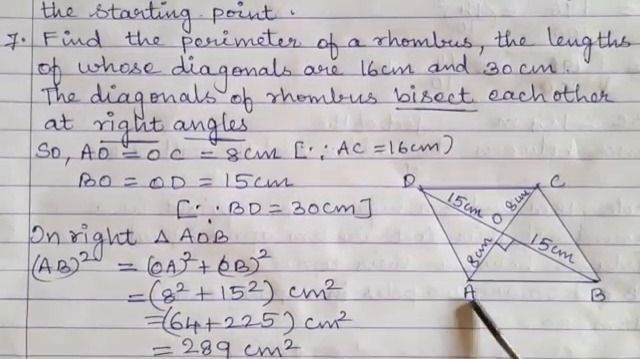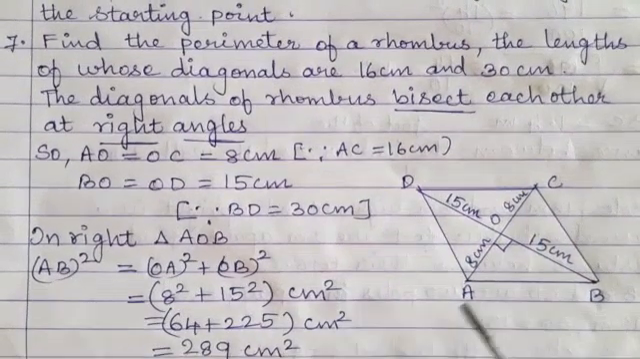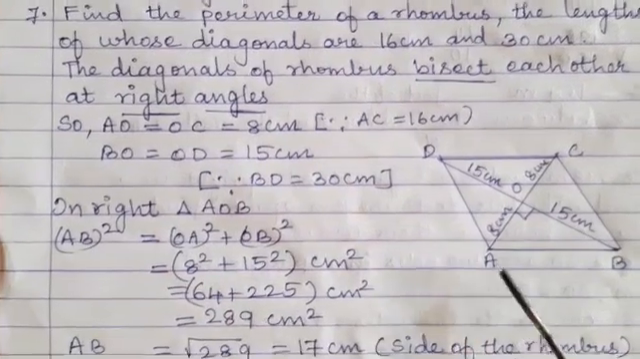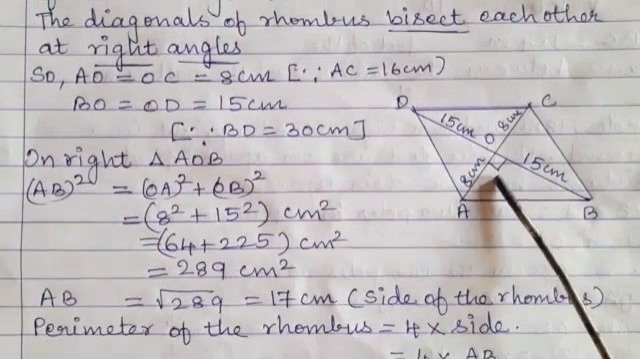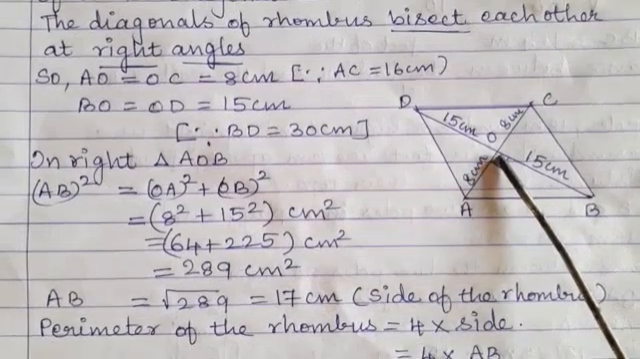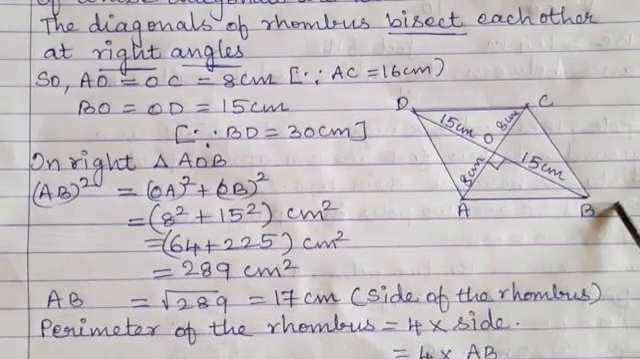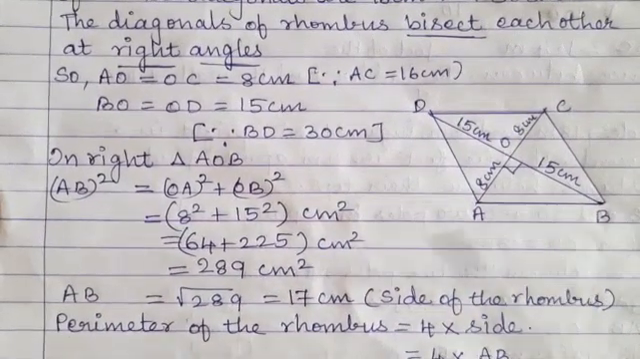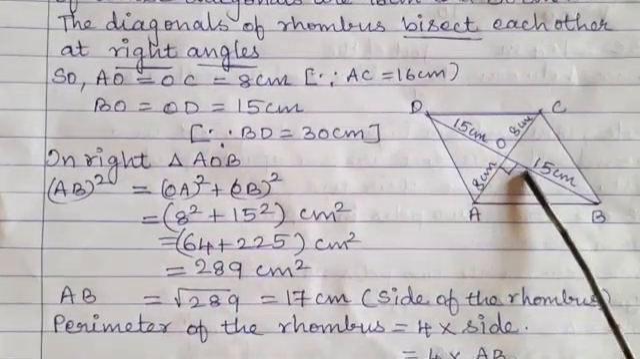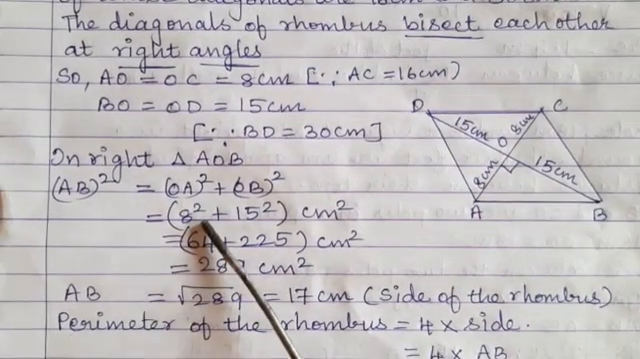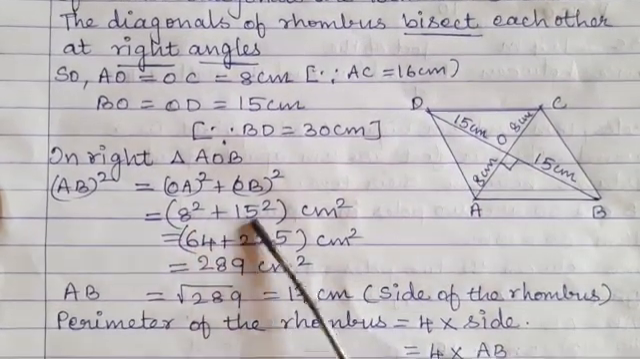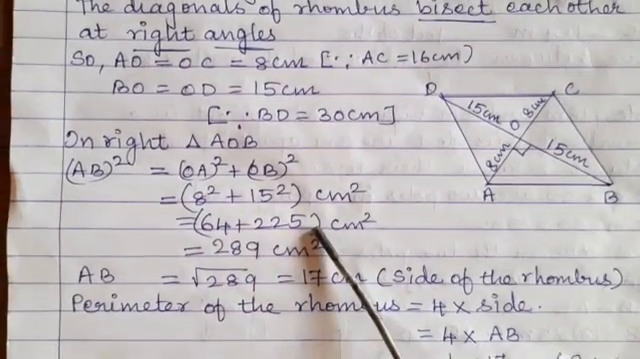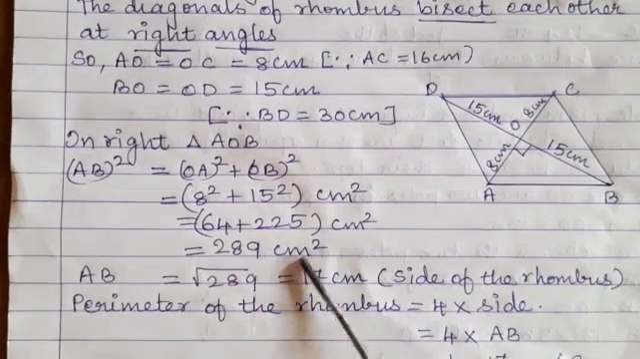Now we have to find the length of the side of the rhombus. So we will take any one of these triangles, here I have taken triangle AOB. The right angle is at O, so the side opposite to the right angle, AB, is the hypotenuse. So using the Pythagoras theorem, AB squared is equal to OA squared plus OB squared. OA is 8, so 8 squared, and OB squared equal to 15 squared. So 8 squared is 64 plus 15 squared is 225. Then if you add it, 289 centimeter squared.